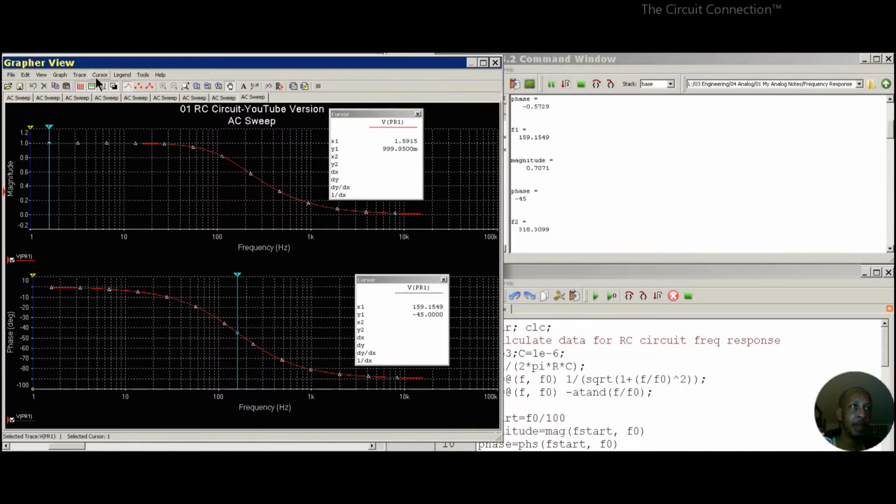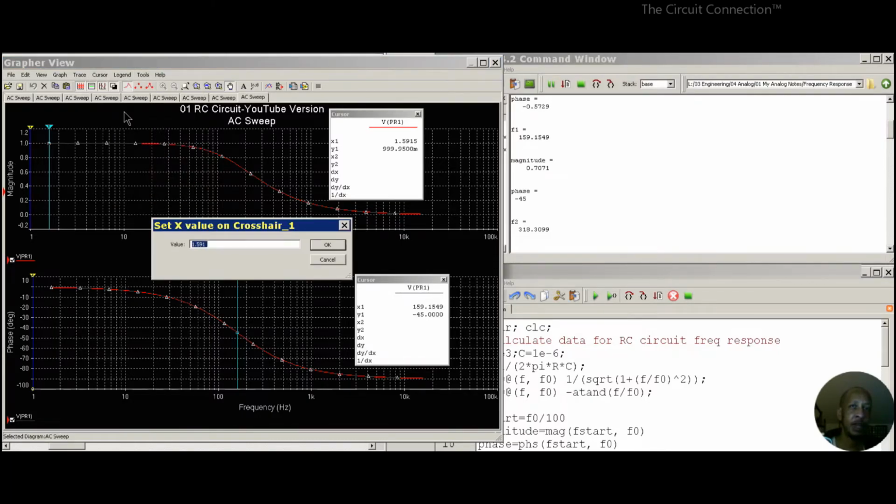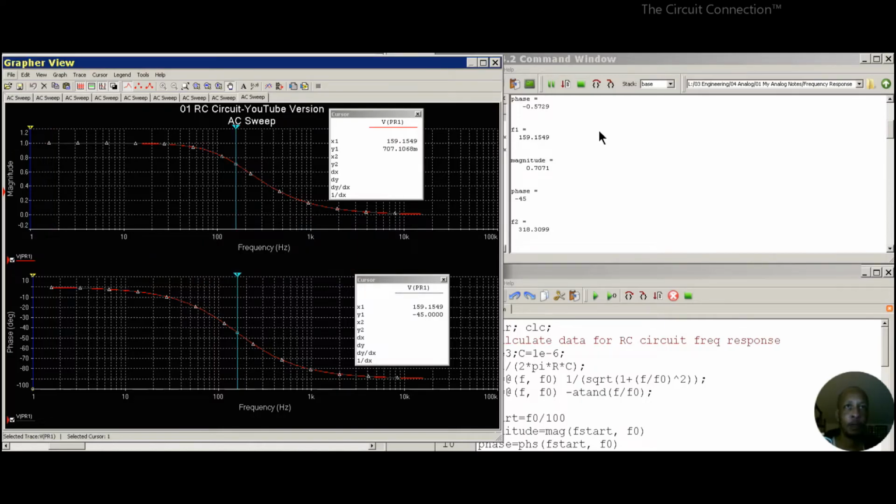Go up to the magnitude graph, set the X value to 159.1549. What do we have? For the magnitude, we have 0.707 in our calculation. That matches 0.707 on our graph. What about our phase? We have negative 45. On our simulation, we have exactly negative 45. That matches perfectly.